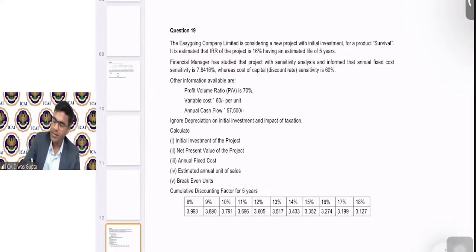Easygoing Company Limited is considering a project with initial investment for a product survival. It is estimated that the IRR is 16%. Students, please note that this question is very, very important and very, very good. Okay. So I request all of you to please focus here. So they have given us the IRR of the project. What is IRR?